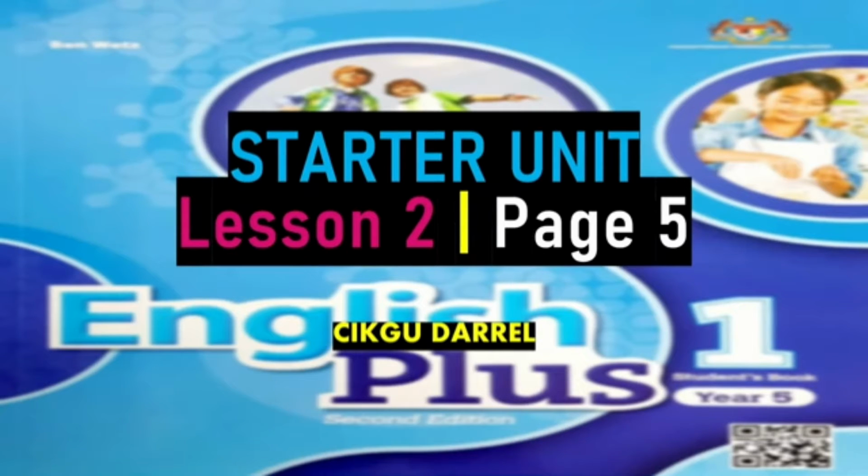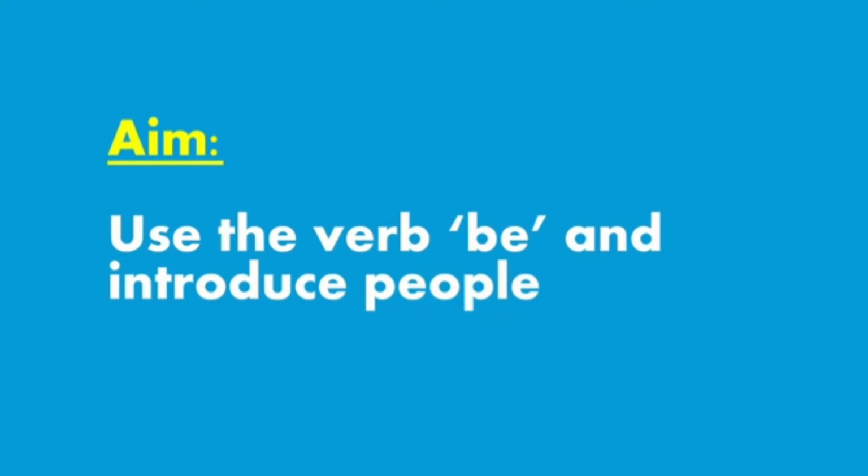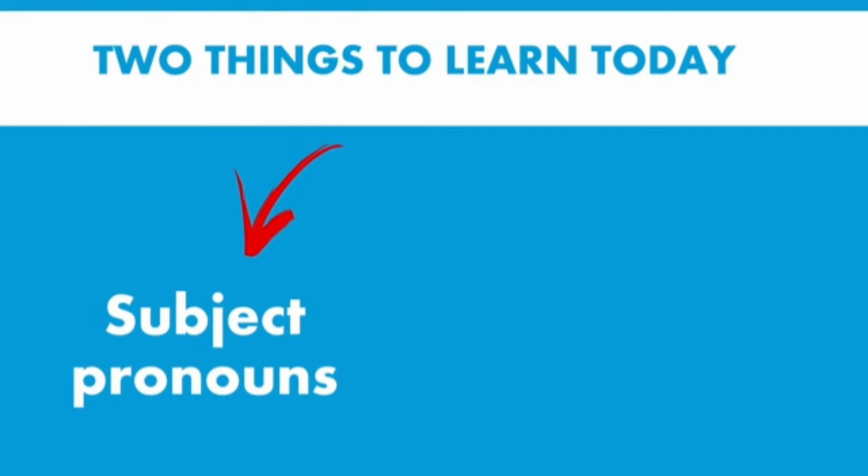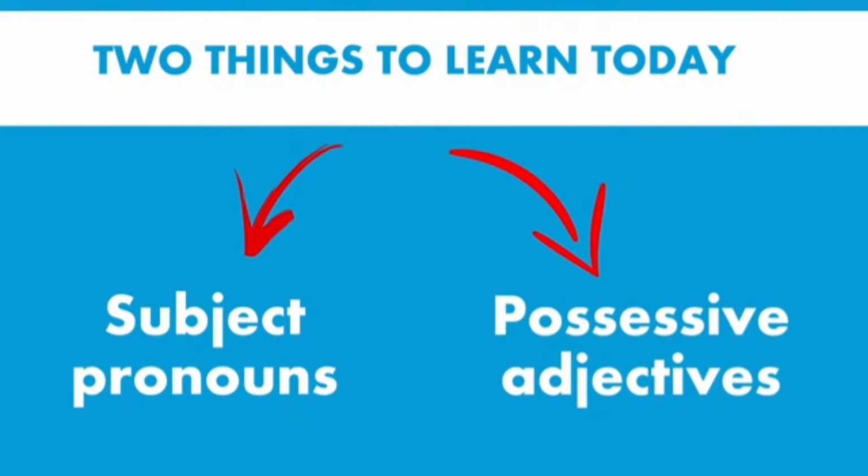I'm Cikgu Darrel, and today we shall continue on Starter Unit Lesson 2, which will be on your student's book, page 5. The objective for our lesson today is, at the end of this lesson, you will be able to use the verb be and introduce people. There are two things that you need to learn for today's lesson. The first one is subject pronouns, and the next one is possessive adjectives.